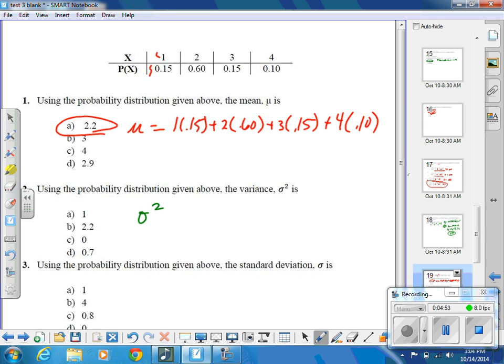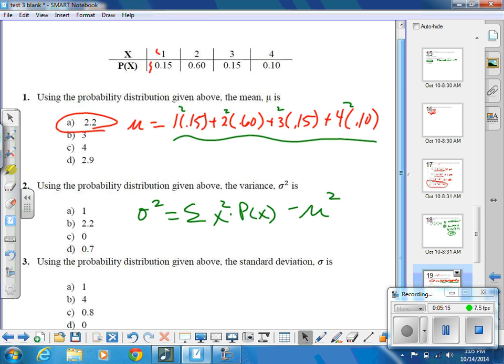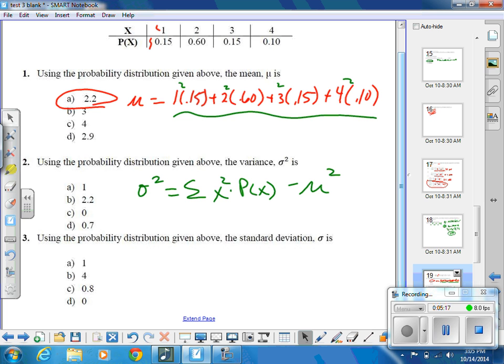Variance is like your little sigma squared, is the sum, that's what that big weird looking E is, of x squared times P of x. So it's kind of like what we were doing here, except I'm going to go in and square all of them, okay? And then I'm going to minus the mu squared. So it's really not too bad. You just got to know the formula, which I know that your teacher's going to give you on the test anyway.